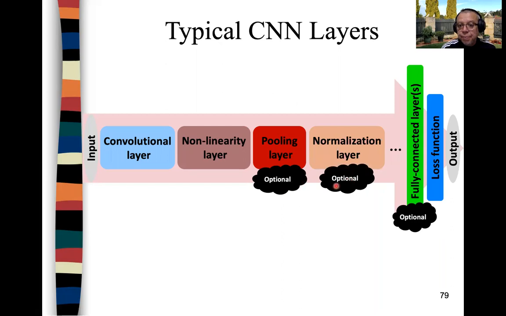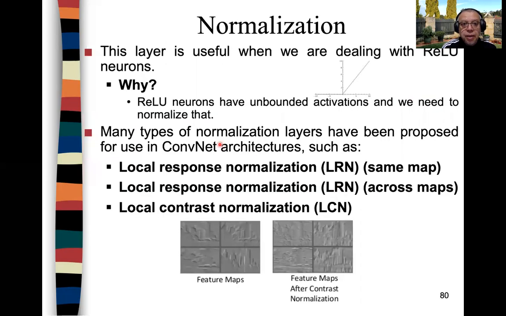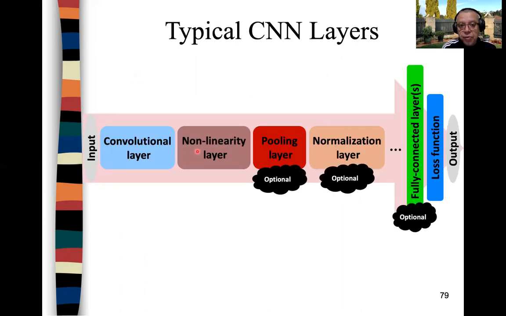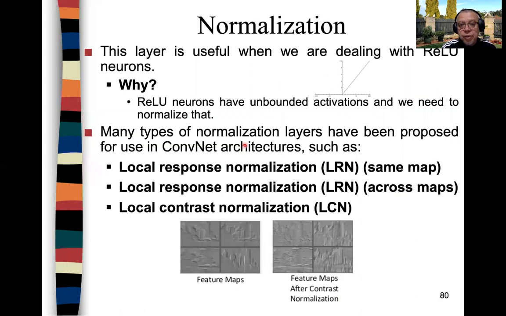And this layer is useful when we're dealing mainly with the ReLU function. So if we use a ReLU, because the values or the output of the ReLU are unbounded, so you have unbounded activities, we need to control them. We need to normalize somehow. So we use this normalization approach.